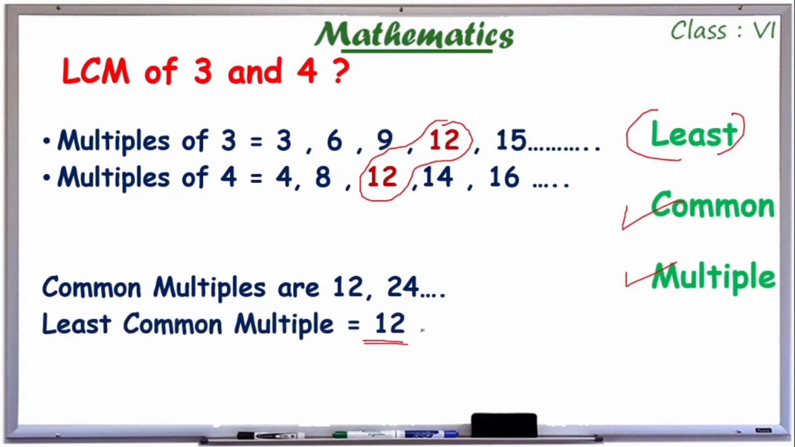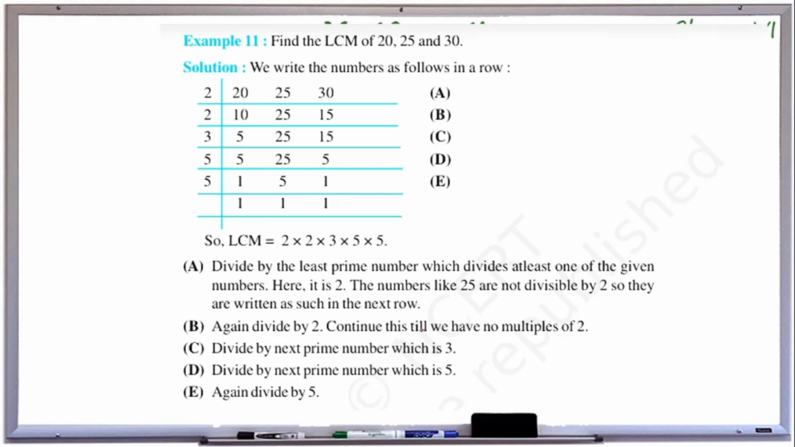This technique works for smaller numbers, but for larger numbers it is very difficult. For example, find the LCM of 100 and 2000. It is very difficult to find the multiples. So we have another method, the common method adopted everywhere. In your text you have the method. In this method you can also find the least common multiple of more than two numbers.